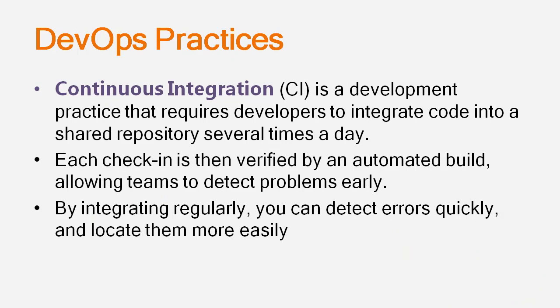Continuous integration is a development practice that requires developers to integrate code into a shared repository several times a day. Every check-in is then verified by an automated build, allowing teams to detect any problem early. In this phase, you should be sure that every line of code is written in the right way and integrated with your team and development framework and environment. By integrating regularly, you can detect any errors and locate them early.